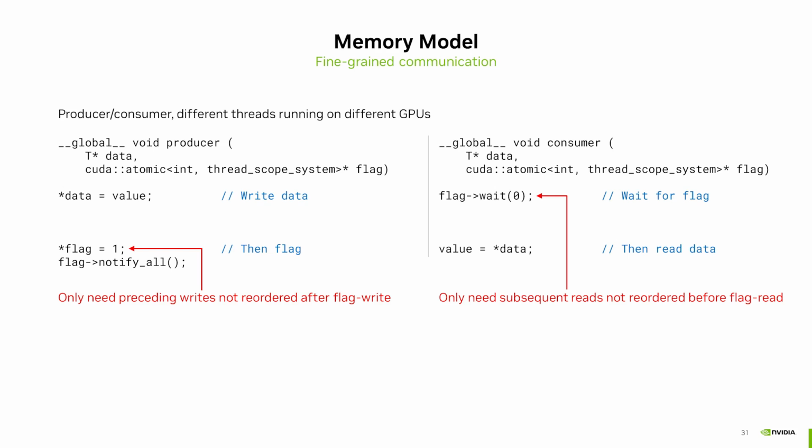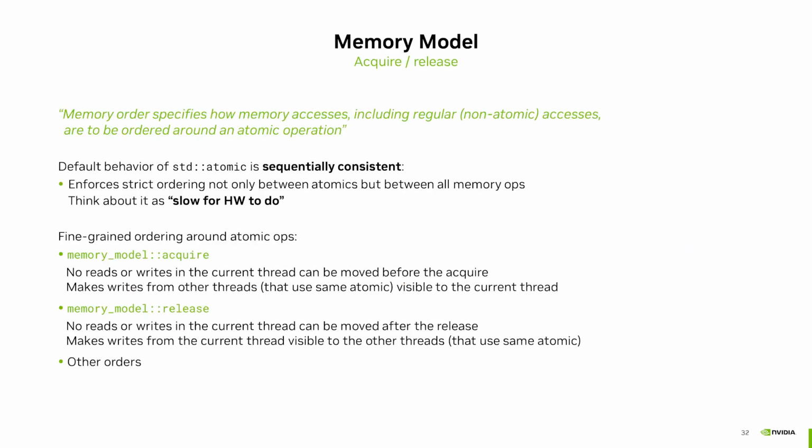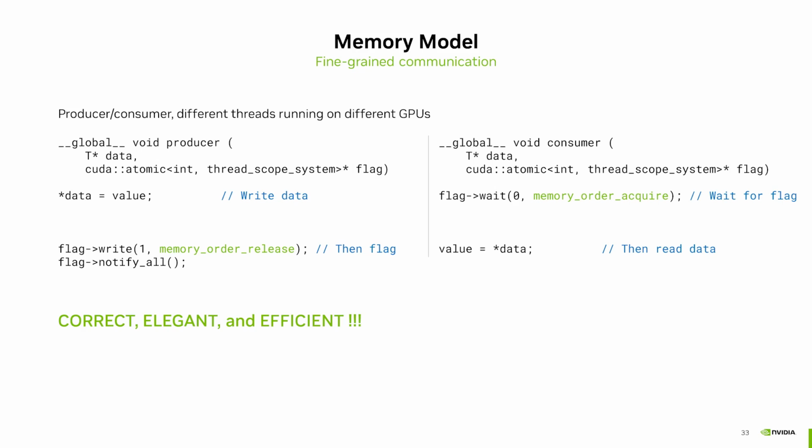The STD atomics provides us with fine-grained orderings that are exactly what we need, acquire and release. So for acquire, no reads or writes can be moved before acquire, and for the release, the opposite. It also ensures memory operations visibility, which means that we reach correct point of coherency. So here, finally, you see our final code, which is correct, elegant C++ code, and also efficient.